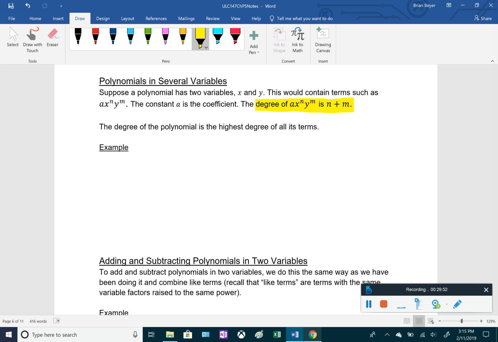So for example, let's say we had something like 7x squared y cubed minus 17x to the fourth y squared plus xy minus 6y squared plus 9.